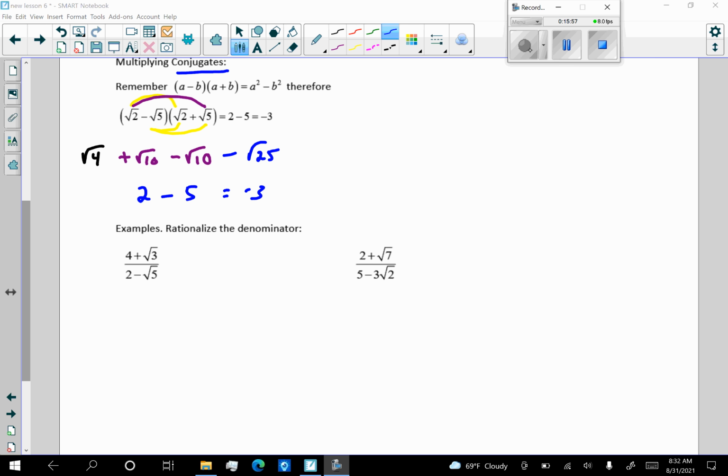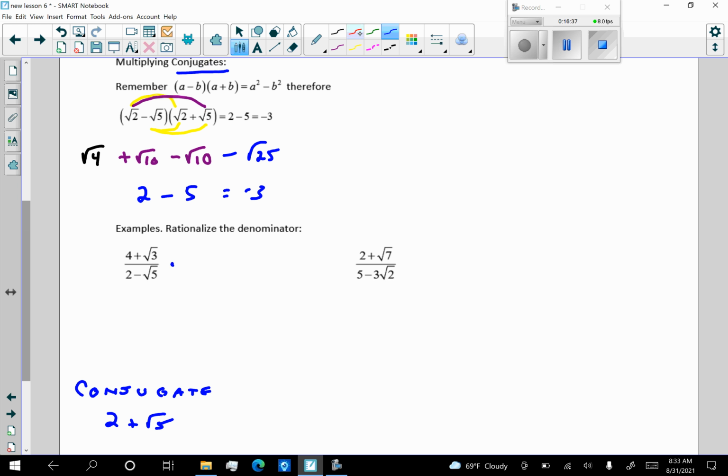So let's rationalize the denominators on a couple expressions that seem to be more complicated. So let's start with this example, 4 plus square root of 3 over 2 minus square root of 5. What I'm going to do is find the conjugate of the denominator. So what is the conjugate of the denominator? The conjugate of the denominator is 2 plus square root of 5. So the conjugate, you just change the sign from positive to negative, negative to positive. Now I'm going to multiply this expression.